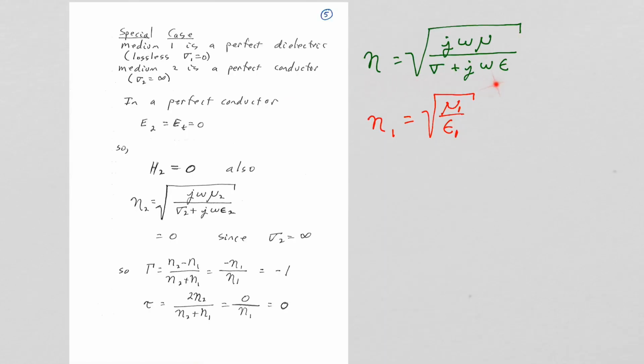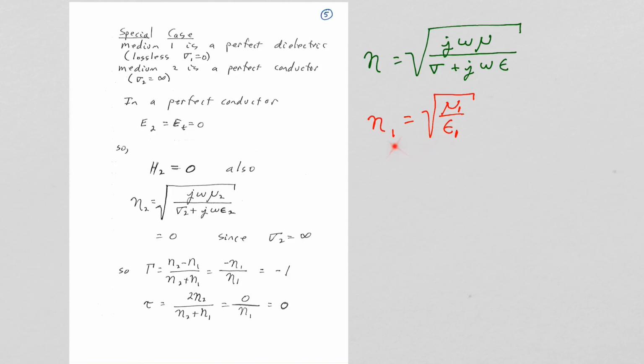Going to our expression for the intrinsic impedance, for a perfect dielectric, sigma is 0, so the intrinsic impedance in material 1 is the square root of the ratio of the permeability to the permittivity in material 1. So the intrinsic impedance in material 1 is a real number. In material 2, the conductivity goes to infinity, so the intrinsic impedance will go to 0 in material 2.